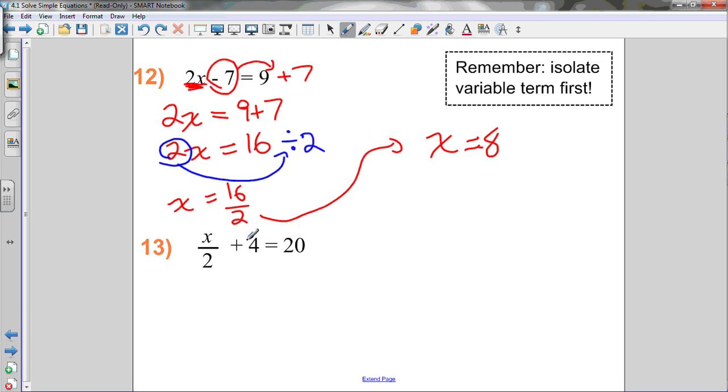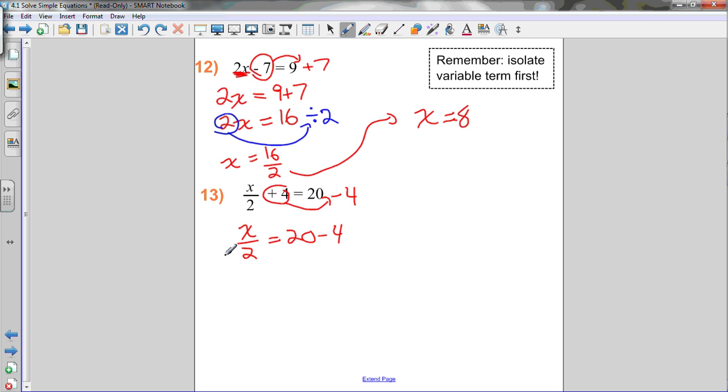13. So I have x over 2 plus 4 equals 20. Once again, if it's a multi-step equation, isolate the term that has the variable first. So I want to isolate this term first. In order to do that, I need to move this plus 4 to the other side. The opposite of adding 4 is subtracting 4. So to bring it to the other side, I must subtract 4. So I have x over 2 equals 20 minus 4. And I'll simplify the right side of that equation. 20 minus 4 is 16.